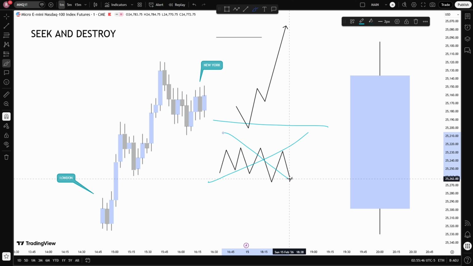If the expansion already happened during London, I don't want to force something in New York just because it's the New York session. Recognizing when the daily range has already been established is important because it prevents you from chasing moves in low probability conditions.